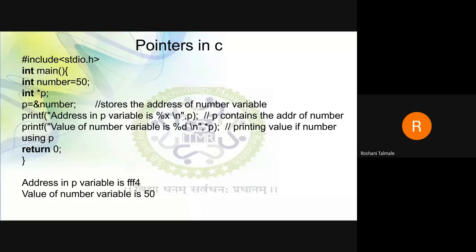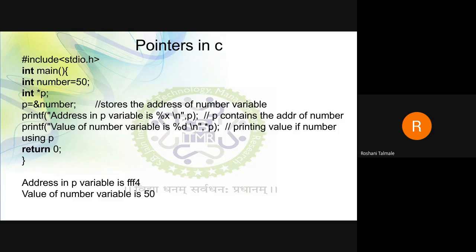Now once we have the address stored inside p, we print the value of p. In the first printf statement, I have written the message "address in p variable is", and then we have printed the address. Then in the next statement we write printf "the value of number variable is", and then we write *p. Observe this statement very carefully. If we write *p, it means that we are trying to access the value of another variable whose address is inside p.